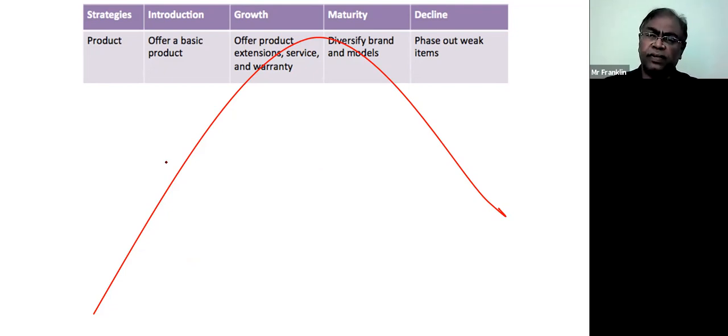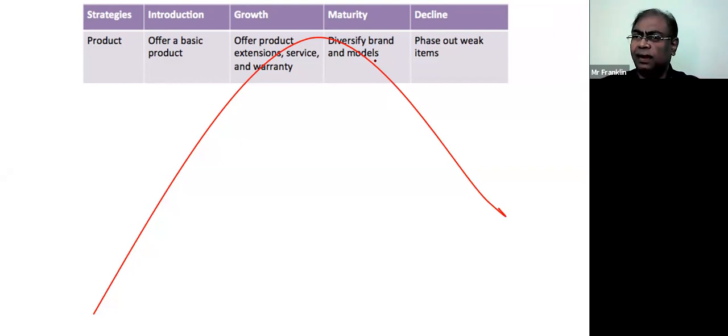For example, when the X70 came into the market, first they introduced a simple car only. No need for extras, just come up with maybe a 1.6 version. Offer a basic product. Okay. At the growth stage, then you can have extension, service, and warranty.